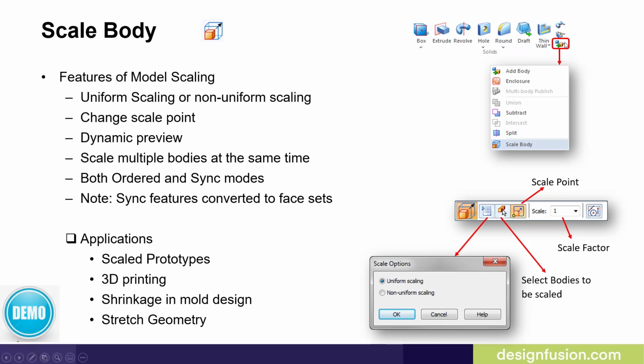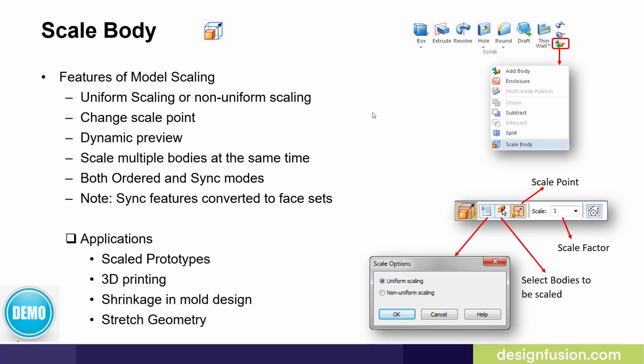This is found under the add body flyout. And it features things like uniform scaling or non-uniform scaling. You can change the scale point. You get a dynamic preview. You can scale multiple bodies at the same time. And this is available in ordered and synchronous modes. But note, in synchronous, the features are converted to face sets.